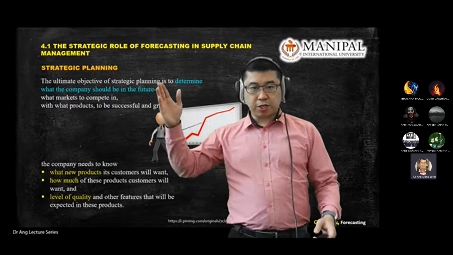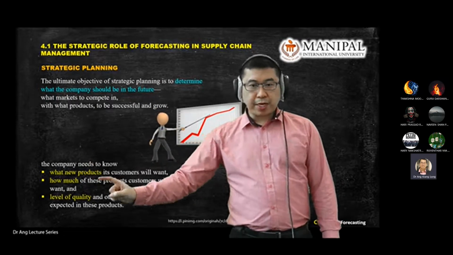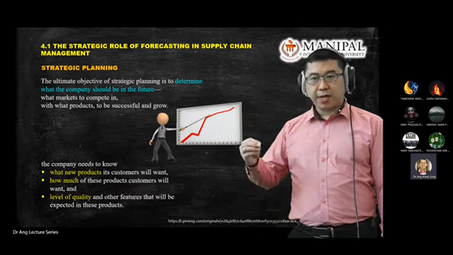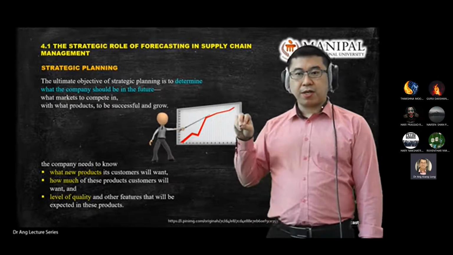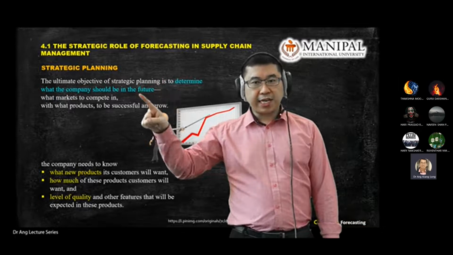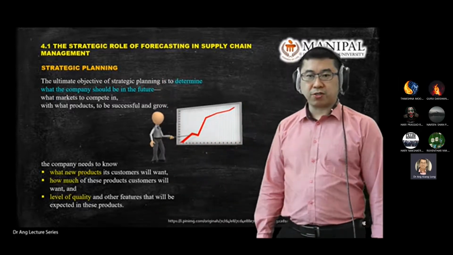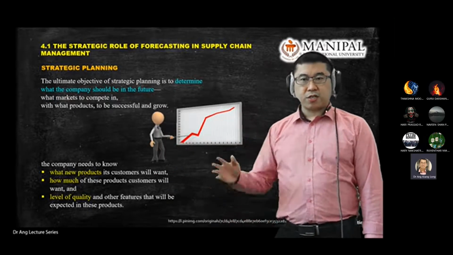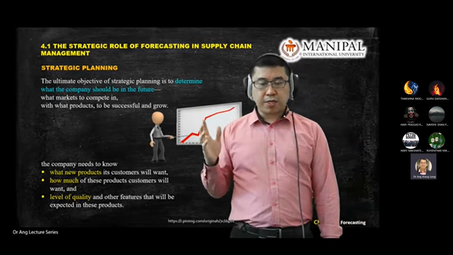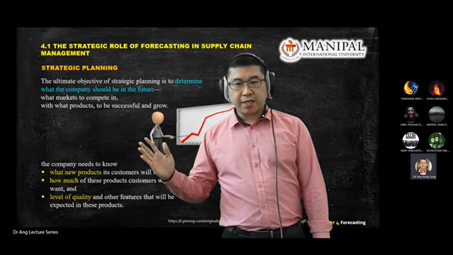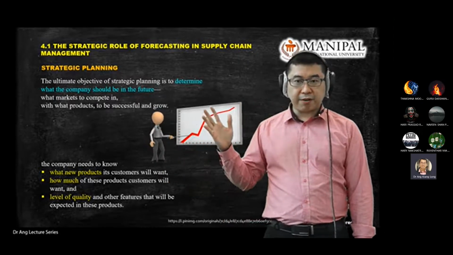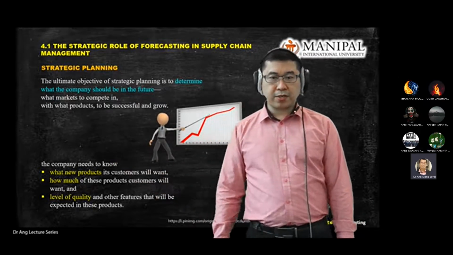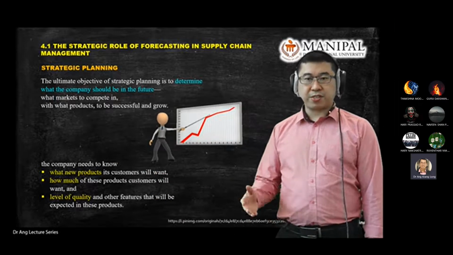What they need to know in strategic planning is what new product they need to launch, how much they need to produce, and what level of quality they need to add into their services or their products. Now, let's try to relate strategic planning to the automotive industry. With the automotive industry, you can name any brand out there. So automotive producers, yearly, their research and development teams and even their managers are trying to launch new products almost every year or every season.